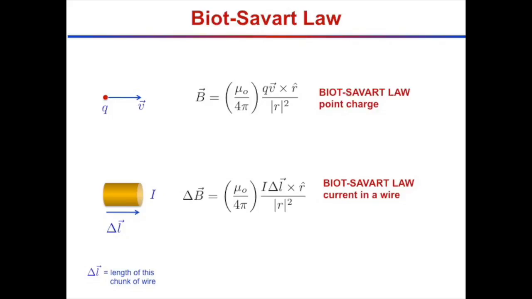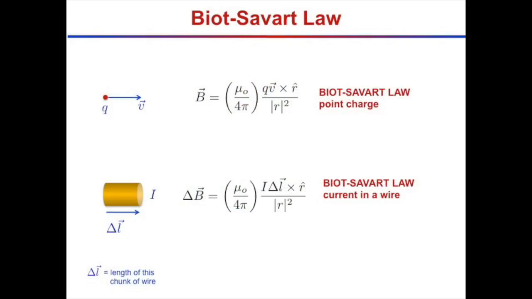We generalized that to a little segment, delta L, of a current carrying wire. The Biot-Savart law in that case became delta B equals mu naught over 4 pi, I delta L cross R hat over R squared. The only difference between these two is that the QV of the point charge becomes I delta L in the case of the current carrying wire. Do you have any questions about that?